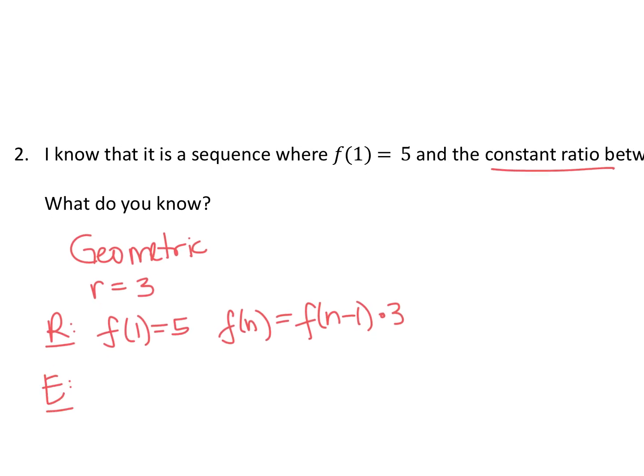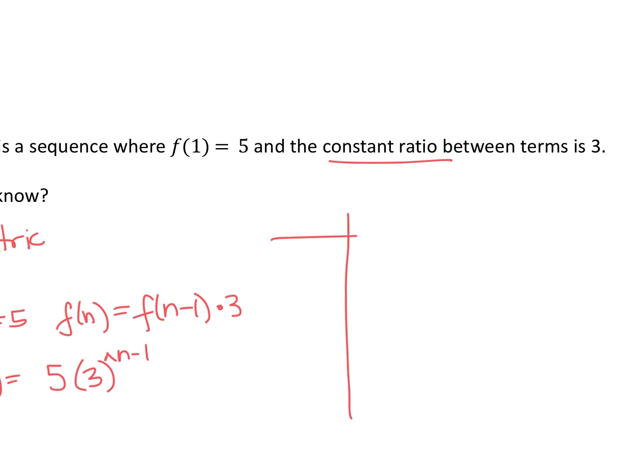So for the explicit version, I'm going to do the version where it uses the first term. So I'm going to go f of n equals, the first term is 5, and my pattern is timesing by 3, so parentheses 3, and then up in the exponent, since I used my first term, I'll do n minus 1. Okay, here is my table for this situation.